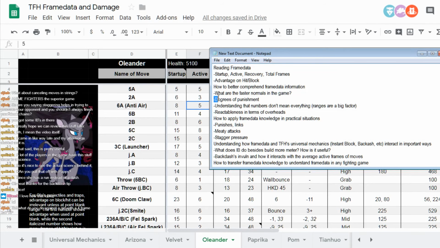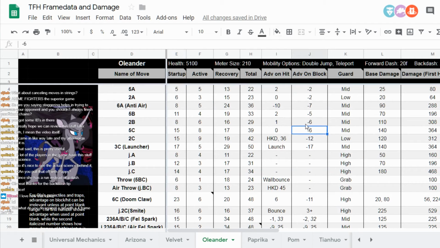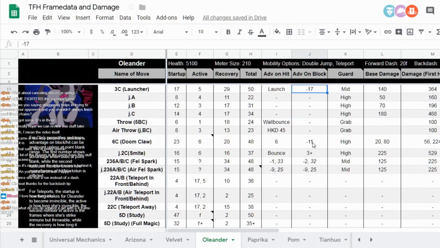What are the faster normals in the game and degrees of punishment? That's what we talked about earlier, where you see that your fastest normal is 5 frames. You see that some normals are minus 5 or worse, and you're like, hey, those are actually punishable. You see launchers minus 17. You see special moves and overheads.